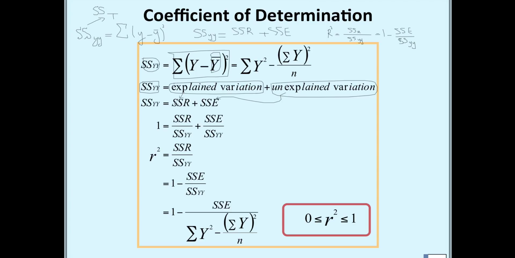So if I divide both sides of this equation by SSYY, you would get 1 here. This is 1. SSR divided by SSYY plus SSE divided by SSYY. And this is called R squared. This is capital R squared. In this specific case, when we only have one variable, it's also equal to small r squared, but it's not generally the case. And it's also 1 minus SSE divided by SSY.